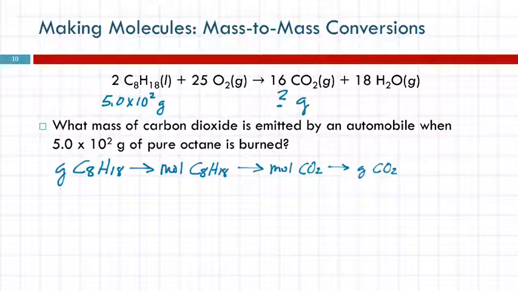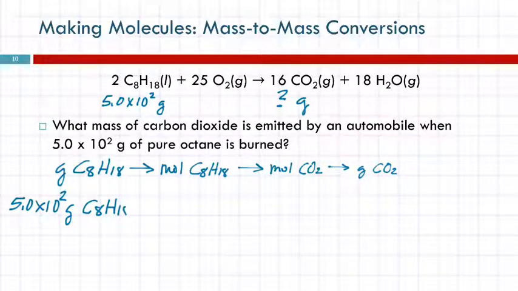So I've got my path, so I'm going to start. So 5.0 times 10 to the 2 grams of C8H18. It's really important to write the chemical formula there. It is tedious, I get it. I have how many arrows? 1, 2, 3. 3 conversion factors.